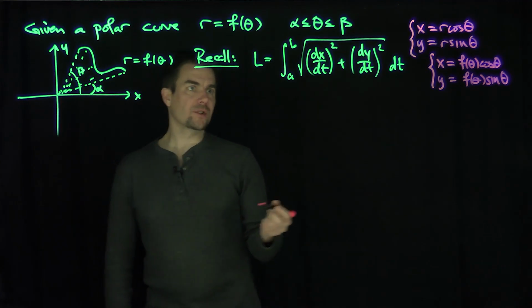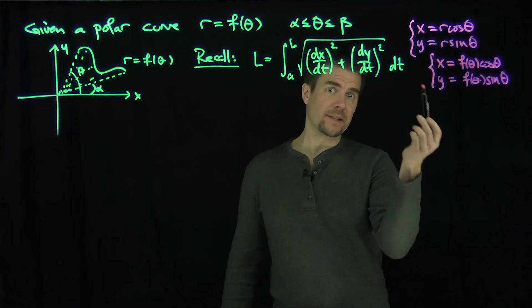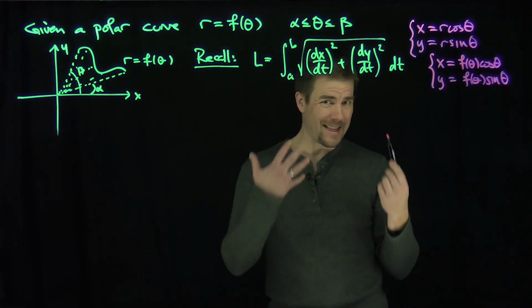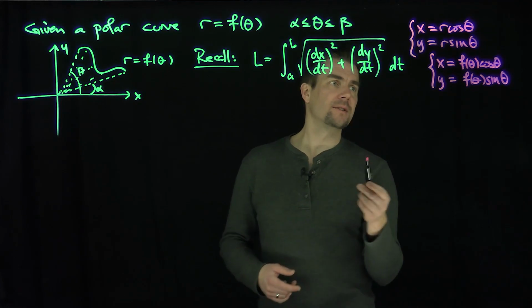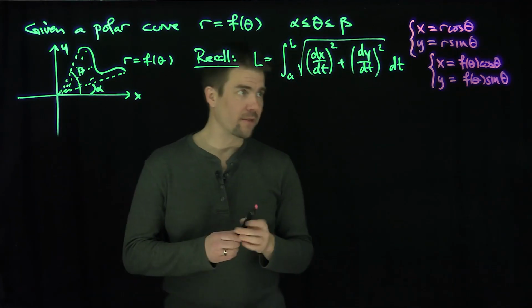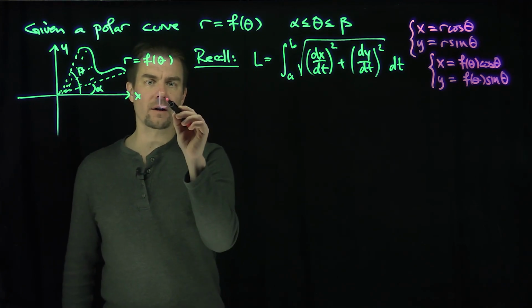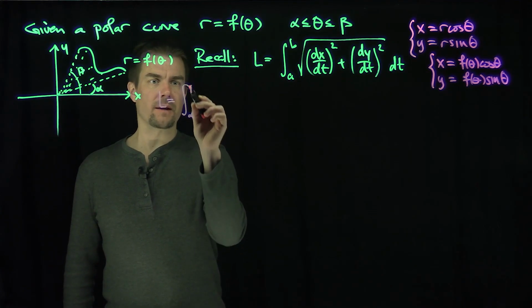So let's do the derivative of x. Now I can treat my theta like my t variable here. That's my parameter of the problem, theta, right? And so now I'm going to do dx d theta, dy d theta, right? So what will the length of arc be? The length of arc is going to be the integral from alpha to beta.